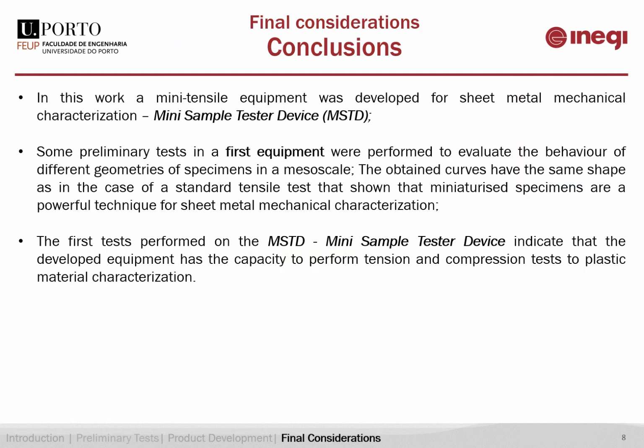In conclusion, this work reports the development of a mini-tensile equipment, the mini sample tester device, for sheet metal mechanical characterization. This device uses the digital image correlation, DIC, as the method to evaluate the strain distribution in the specimen plane. First, some preliminary tests in the first equipment were performed to evaluate the behavior of different geometries of specimens in a mesoscale.